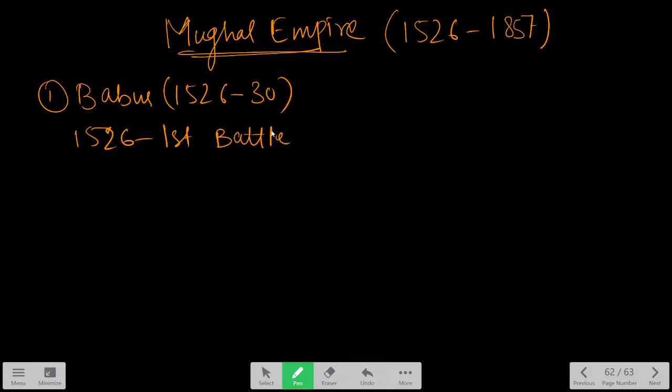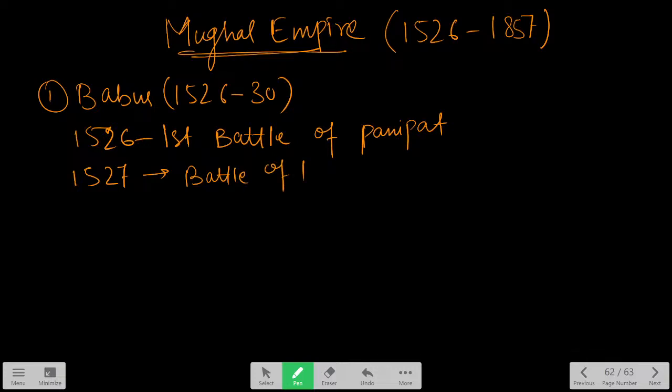He came to India to fight, right? The first Battle of Panipat was in 1526. In 1527, the Battle of Khanwa, defeating Rana Sanga. Defeated whom? Defeated Rana Sanga.